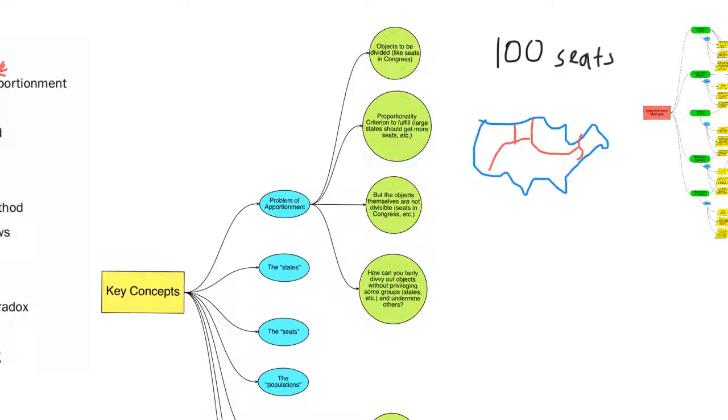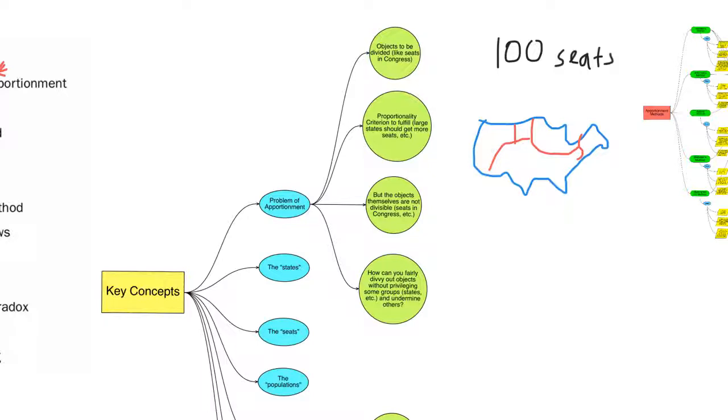So the question is, we want to make sure that there's a proportionality going on, where the smaller states wouldn't have as many seats in Congress as the larger states. Okay, so proportionality needs to be fulfilled. The objects themselves are not divisible. I'd already touched upon that. And also, the question is, how can you fairly divvy out objects without privileging some groups, such as states, and undermining others? So what you'll come to see in this video is that it's difficult, if not entirely impossible, to be completely fair with regards to how many seats in Congress each state should get. All right, that's going to become clear as we go.